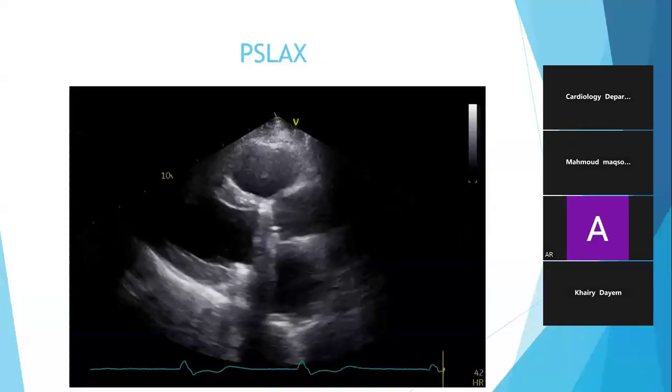This seems to be a normal function. We seem to appreciate that we have a prosthetic aortic valve, a prosthetic mitral valve. We have a dilated left atrium, and we have concentric LVH. These are all evident in this view.